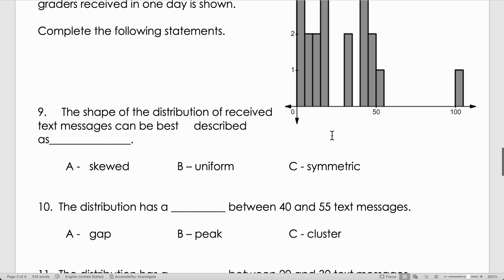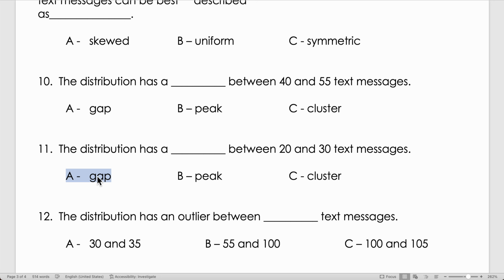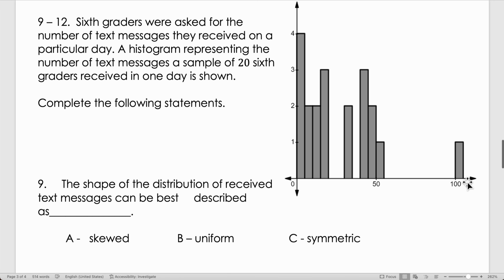Let's see, between 20 and 30, I take it that would be this. Yeah, 20 to 30 is that. That one's definitely looking for gap. That's what's going on there. And then the distribution has an outlier between, and then we just have to say which one this is.